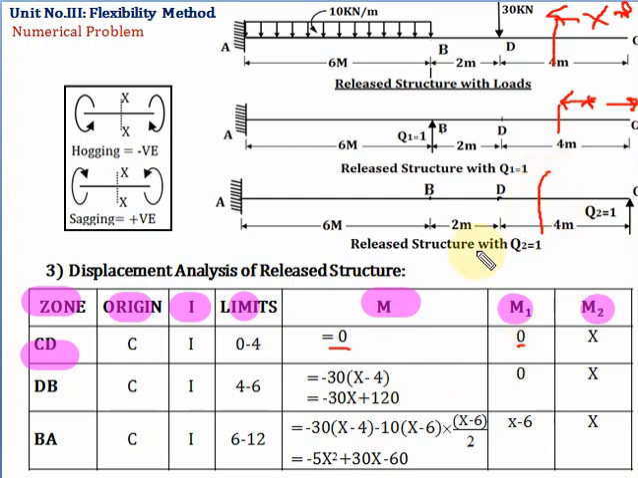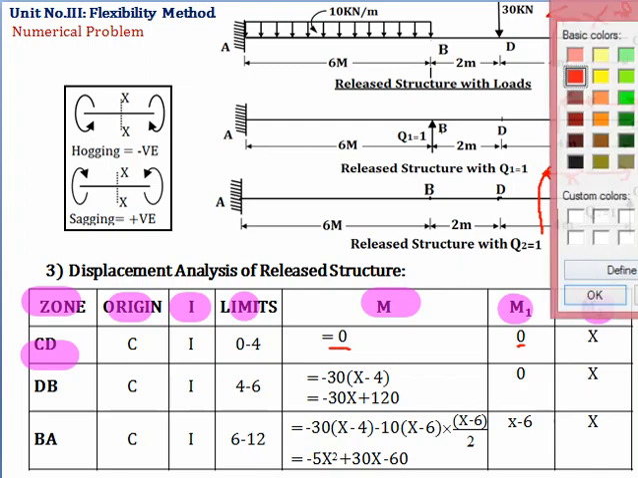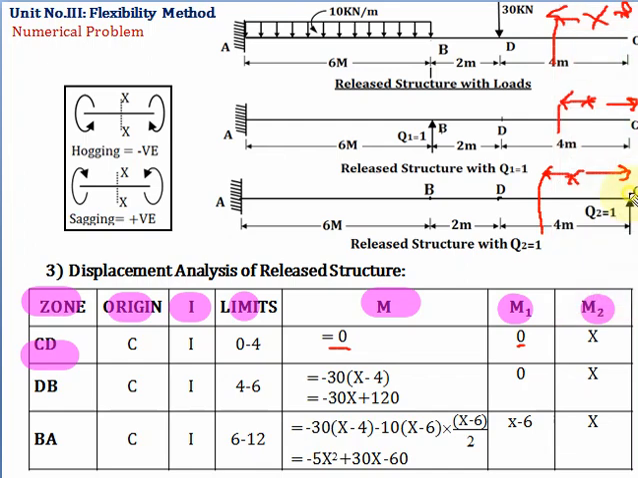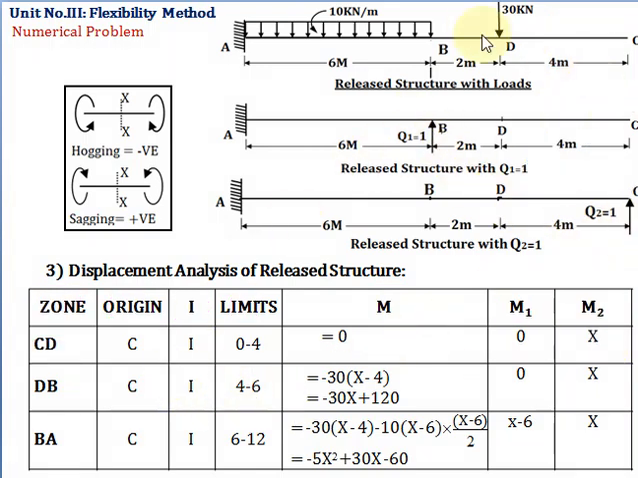Now we'll take the section in the release structure with Q2 equal to 1, so this is X. Now here due to this Q1 the nature of bending moment will be like this, so this nature will be sagging. Okay, so plus, so the intensity of force is 1 and distance is X, so 1 into X is X. Okay, now we'll consider the next zone.